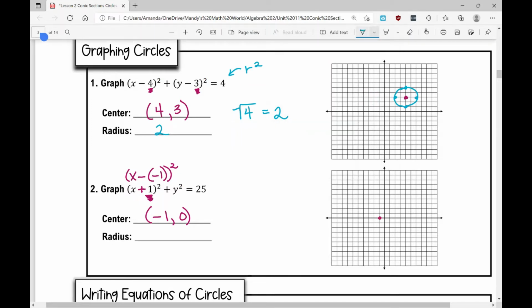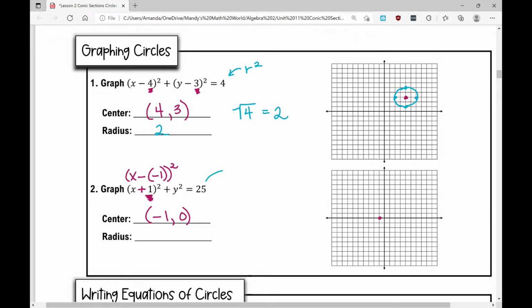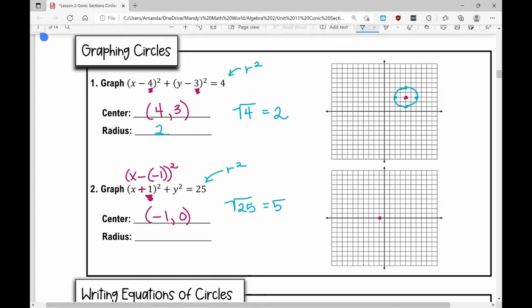So now let's identify the radius. Remember, this is r squared. Your radius is not 25. Your radius is the square root of 25, which is 5.